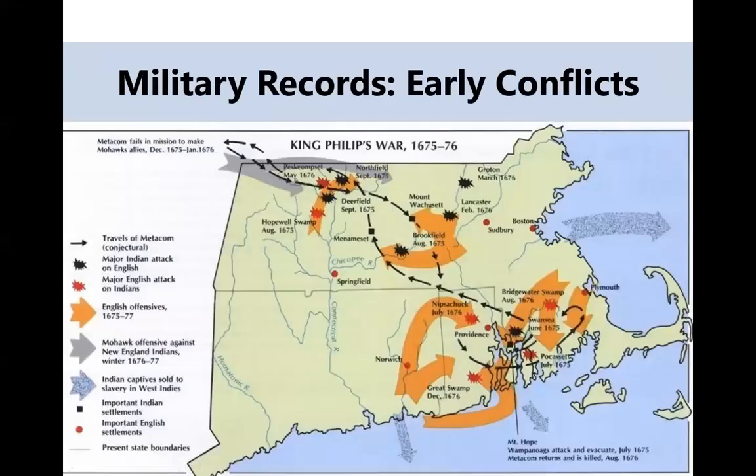This map shows the theater of the deadly King Philip's War. Approximately one-tenth of military-age males were killed and 12 towns were destroyed. The war was even more deadly for the native tribes.